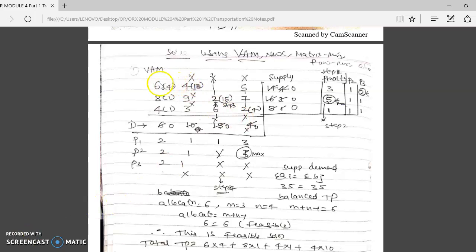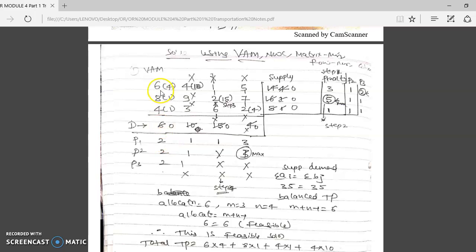It is a 3 row, 4 column matrix. In that, first we find the row penalty. How to find the row penalty? In each row, find the two smallest elements. In the first row, the two smallest elements are 1 and 4. The difference between them is 3. Similarly, in the second row, the two smallest elements are 2 and 7. The difference between them is 5. In the third row, the two smallest elements are 2 and 3. The difference is 1. Similarly, you have to find the column penalty.